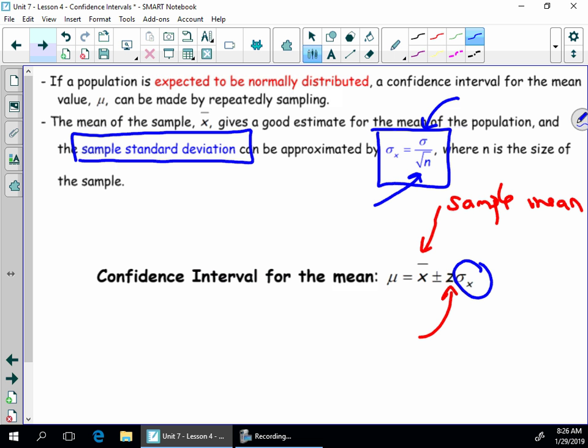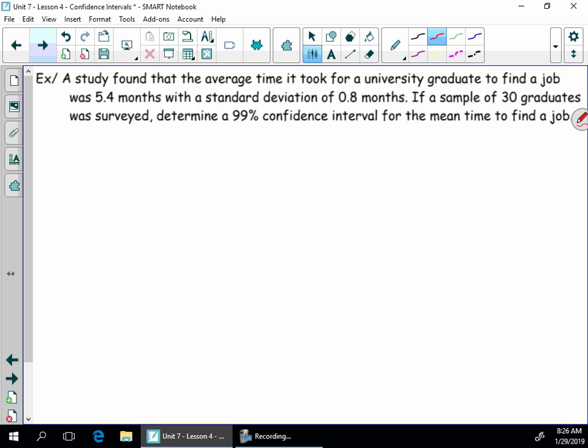We call it the sample standard deviation because the bigger the sample size, the more accurate it gets. But if it's pretty small, it's not going to be very accurate at all. So how's that going to work? Let's take a look at an example. A study found the average time it took for a university graduate to find a job was 5.4 months, with a standard deviation of 0.8. But they only examined a sample of 30 graduates. Could we find a 99% confidence interval for how long it would actually take to find a job?